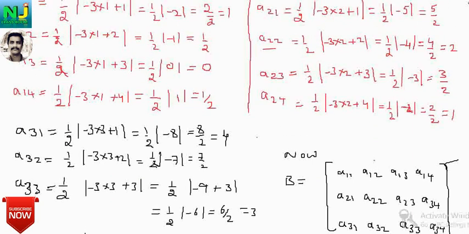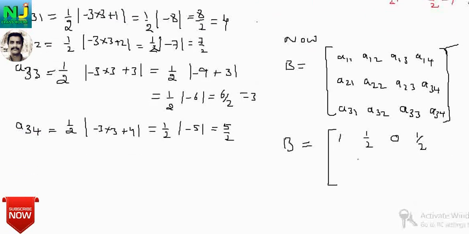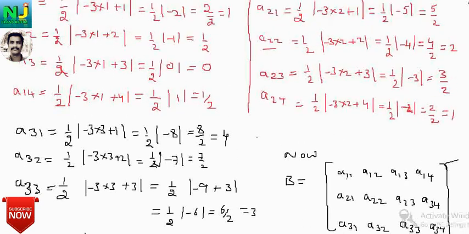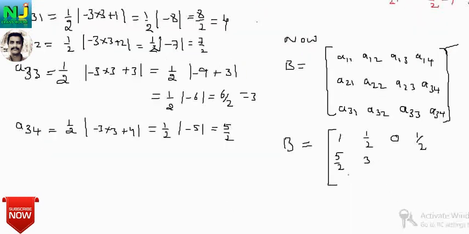What are the second row elements? 5 by 2, 2, 3 by 2, 1. What are the third row elements? 4, 7 by 2, 3, 5 by 2. It is very simple. So, this is the required 3 cross 4 matrix.